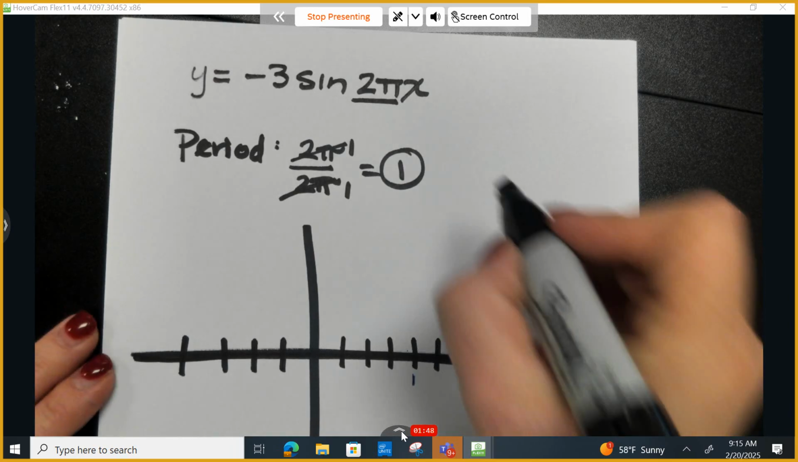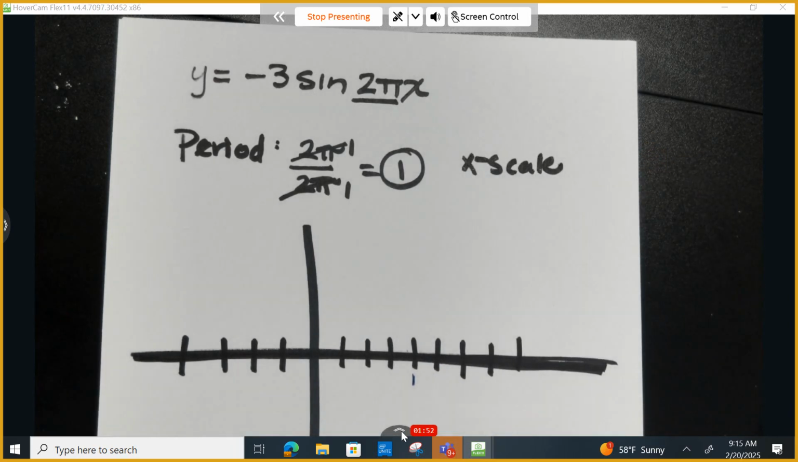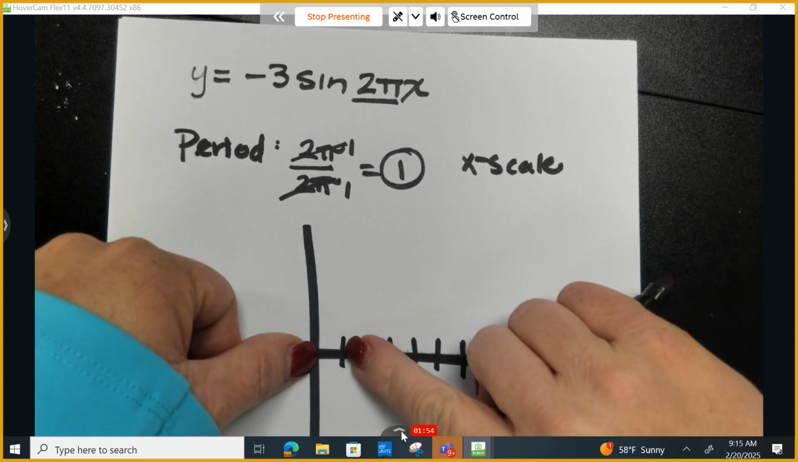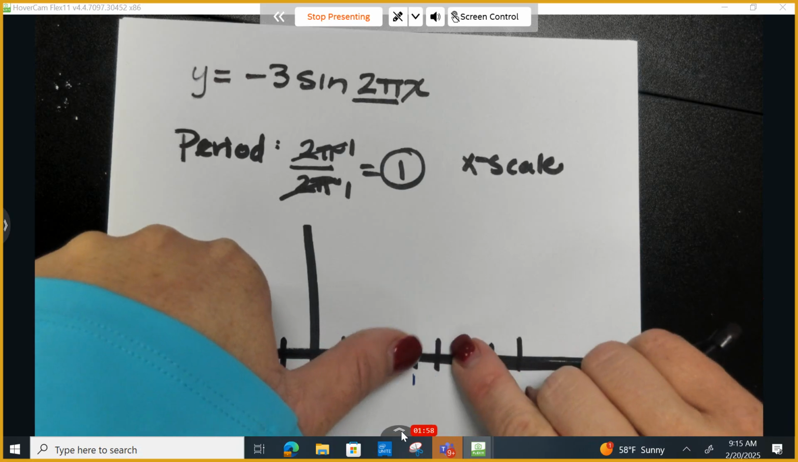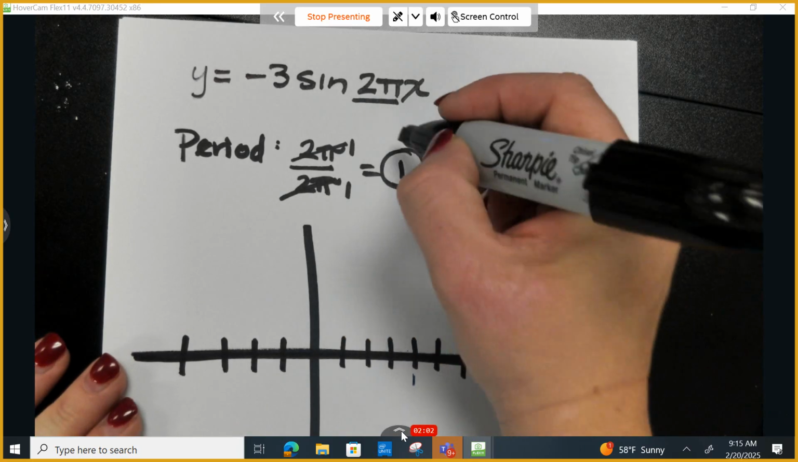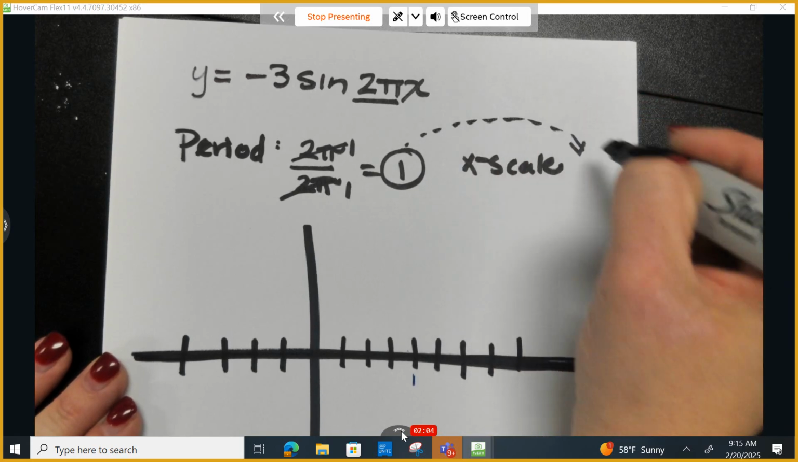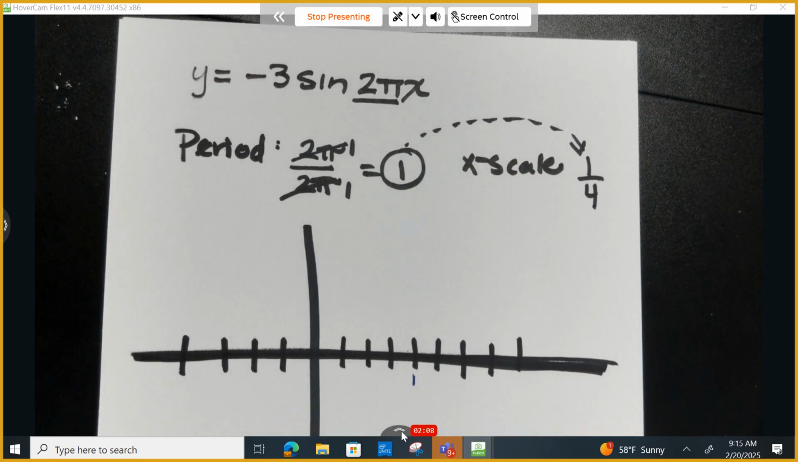Step number 2, we need to identify what the x scale is. What is the x scale? It's the distance horizontally from one step to the next. These are all equal distances. To figure out the x scale, we're always going to take the period length and always divide it by 4. Why is that? Because each cycle has 4 steps.